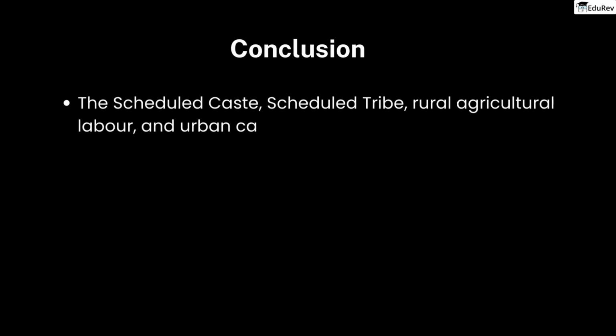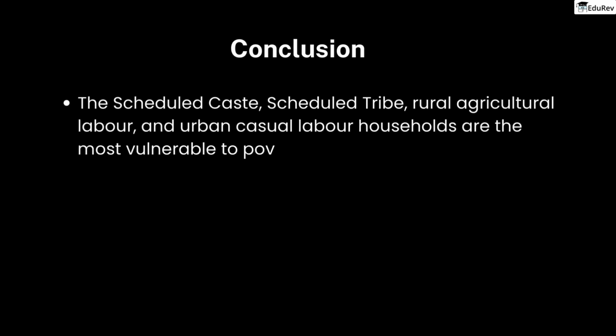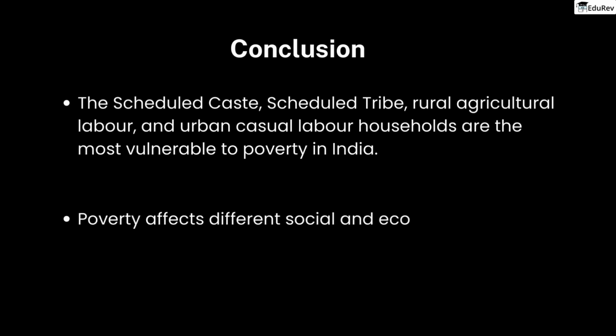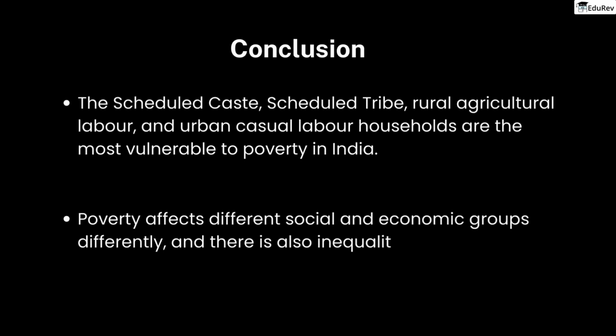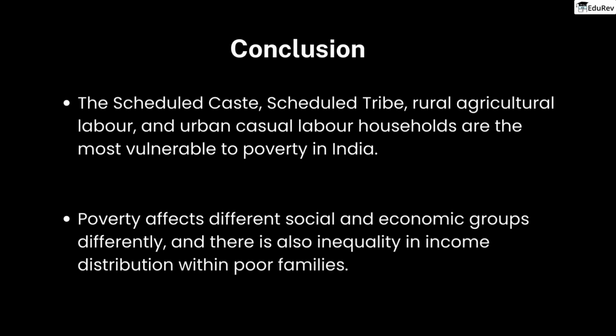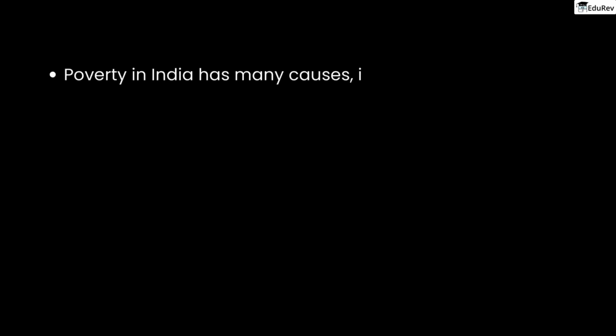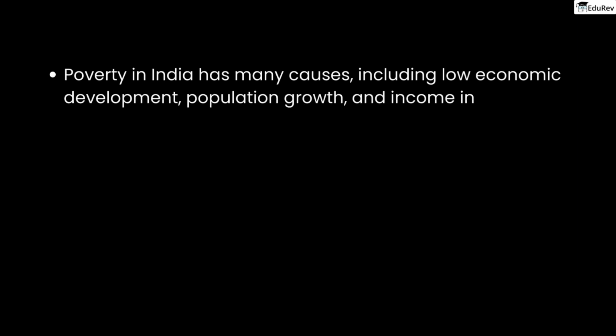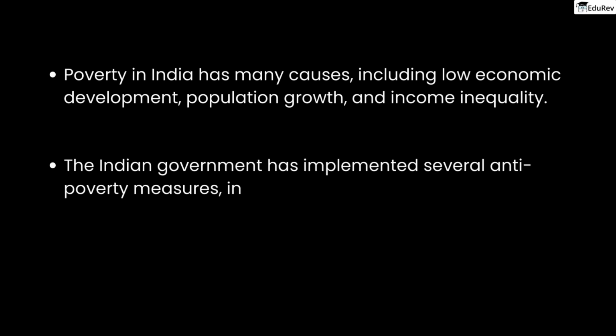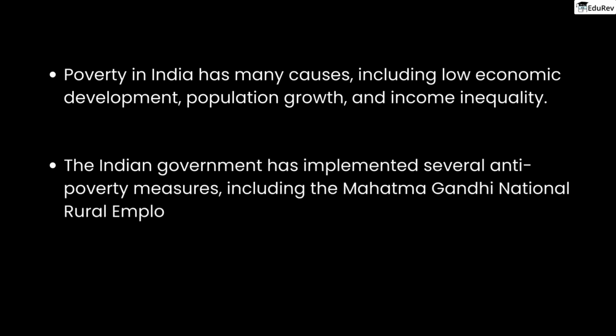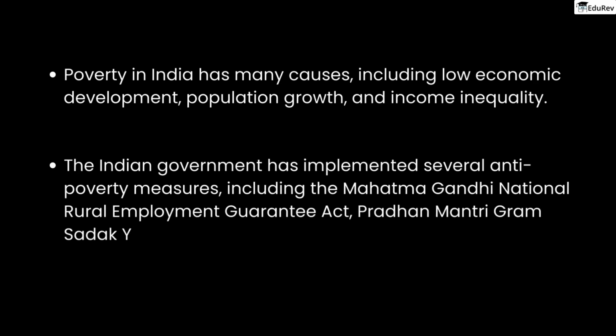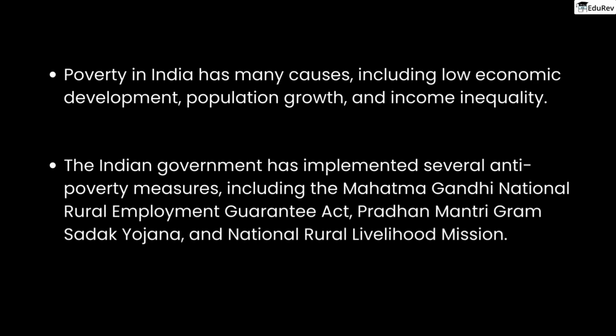In conclusion, the scheduled caste, scheduled tribe, rural agricultural labor, and urban casual labor households are the most vulnerable to poverty in India. Poverty affects different social and economic groups differently, and there is also inequality in income distribution within poor families. Poverty in India has many causes, including low economic development, population growth, and income inequality. The Indian government has implemented several anti-poverty measures, including the Mahatma Gandhi National Rural Employment Guarantee Act, Pradhan Mantri Gram Sadak Yojana, and National Rural Livelihood Mission.